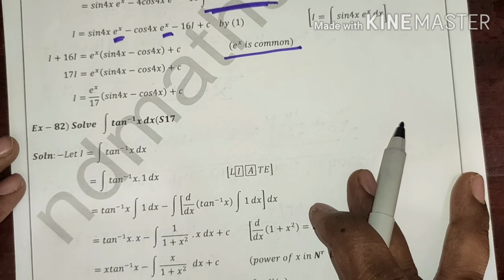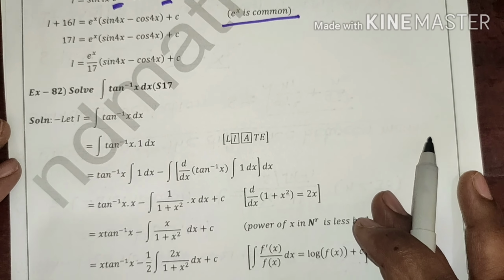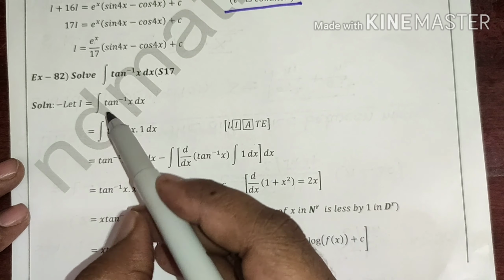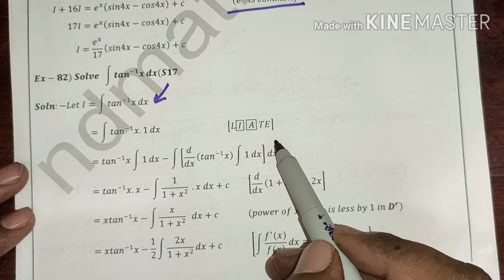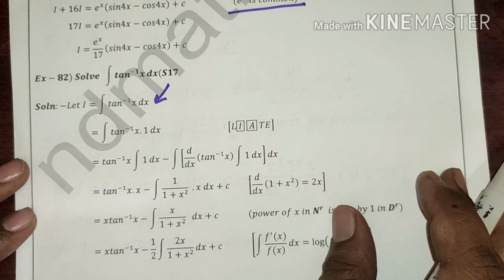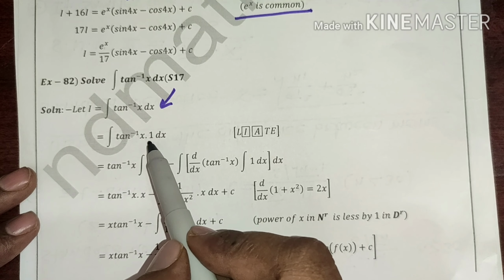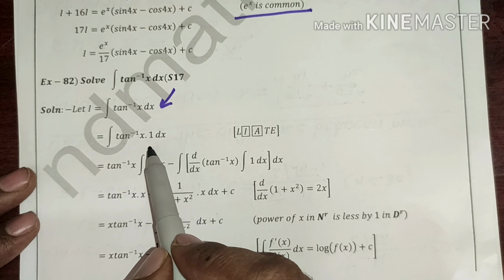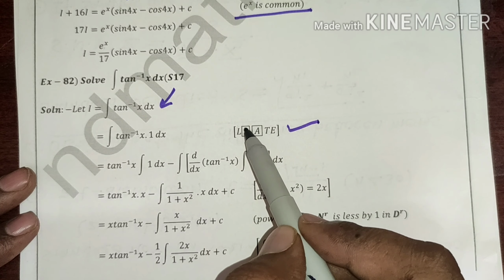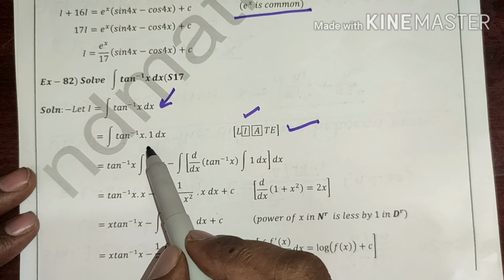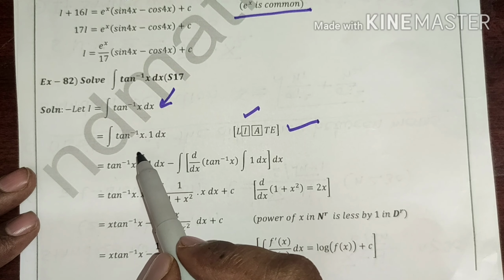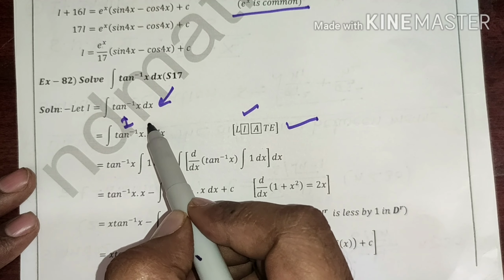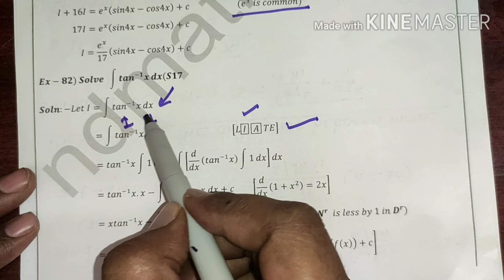See example number 82: integration of tan inverse x dx. We write in the solution: for applying the Leibniz rule, we need two functions in multiplication. That's why we take support from 1. It means we write 1 in multiplication, so there are two functions in multiplication. That's why we use the Leibniz rule. But we need inverse as the first function, algebraic later, so the second function. So tan inverse is the first function, and 1 is an algebraic function, which is the second function.